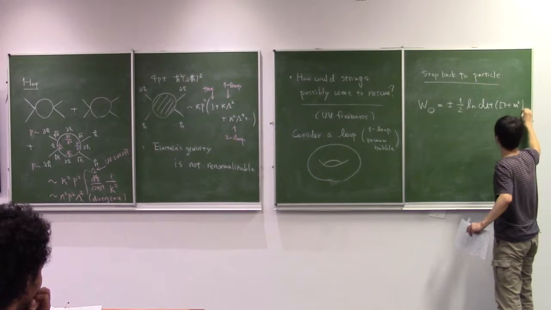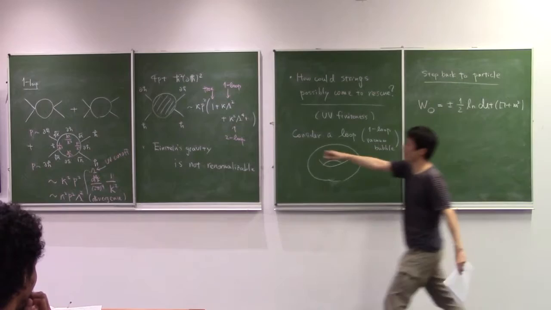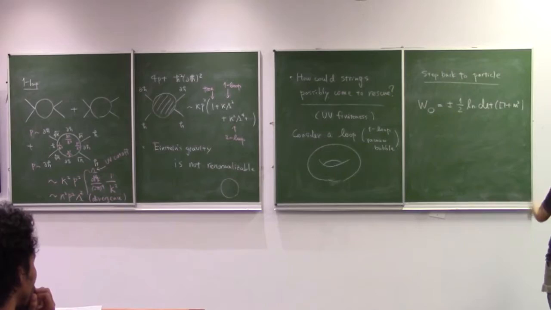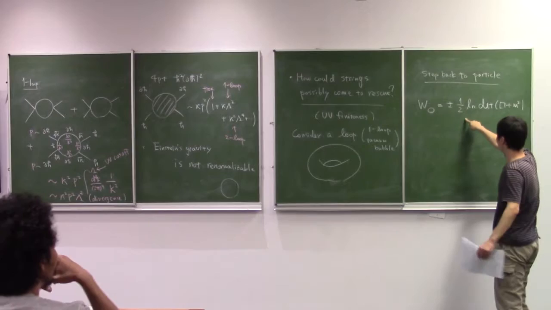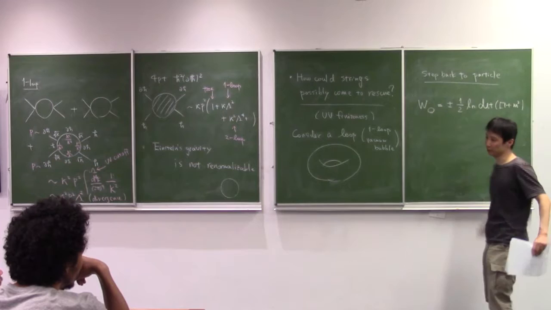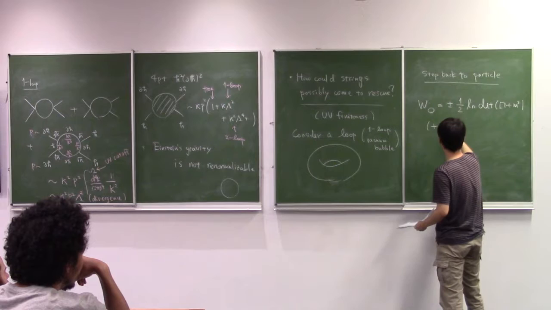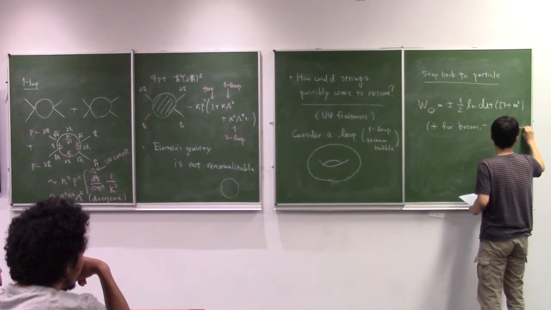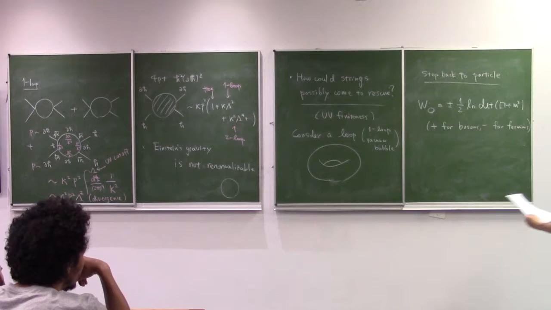Because what you have is the group, which is global delta. And then you do the Gaussian integral, which will give you 1 over the square root of this determinant. You exponentiate it, and then you get this, plus 4 bosons and minus 4 fermions. Right, so how do you calculate this?